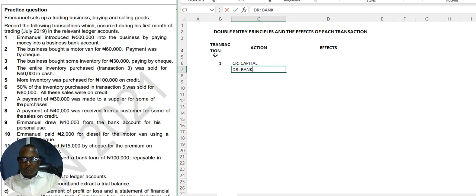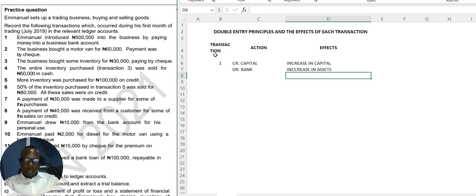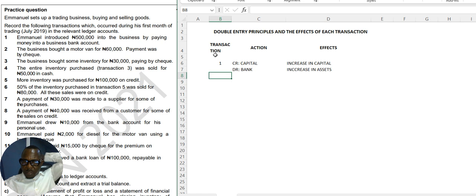Now, what are the corresponding effects of this transaction? Increase in capital, and increase in asset, because the fund in the bank is an asset. So that is the way it will be treated.